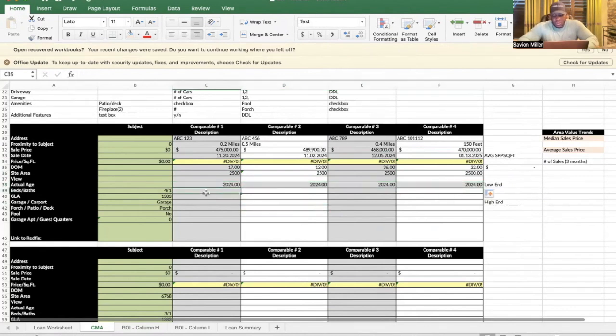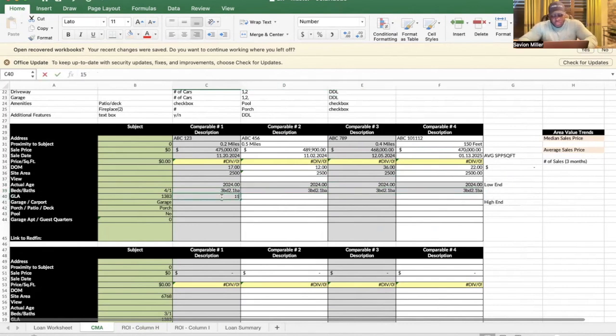Then bed and bath, we'll go 3 bed, 2.5 bath. So let's just say they're all the same, the same bed and bath. We got lucky and they're all 3 bed, 2.5 bath.